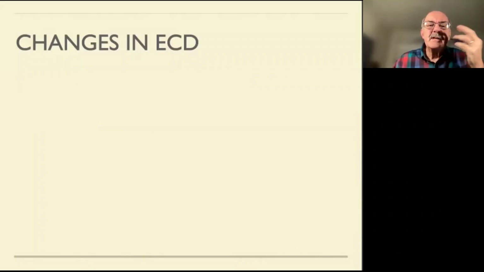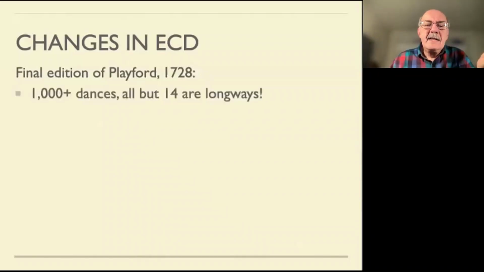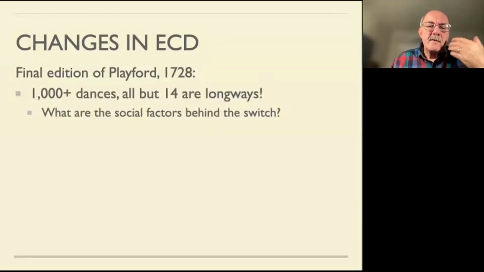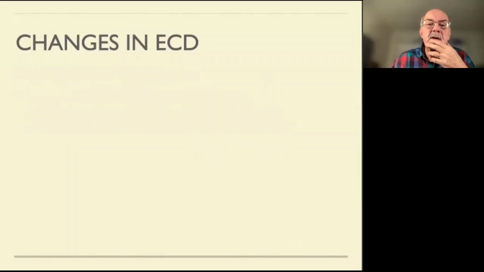By the time we get to the 1600s, it's pretty much upper crust, very small groups that can do the set dances. By the time we get to Regency, we're talking about parties in homes, public assemblies, much wider participation. The final edition of Playford here, the social factors are changing. People dancing is different. People are dancing in different locations.